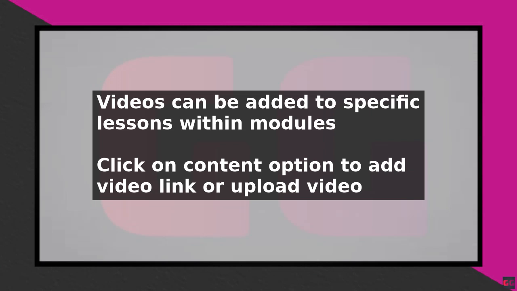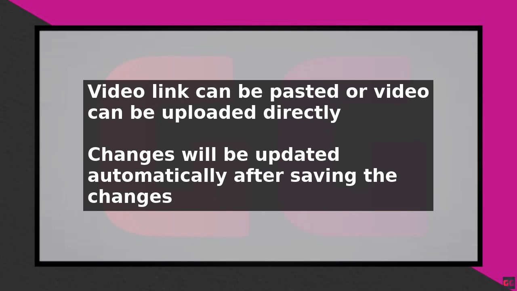To add the video, click on the lesson and then on the Content option on the right side. There are two ways to add a video: by pasting a link from a video hosting platform, or, for paid plans, by directly uploading the video to Beacons AI, which will then host the video.